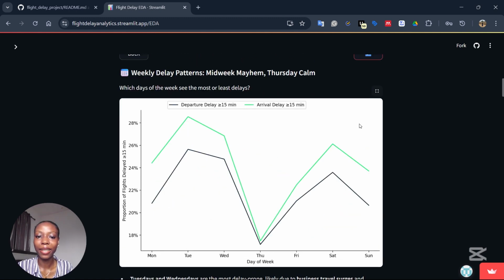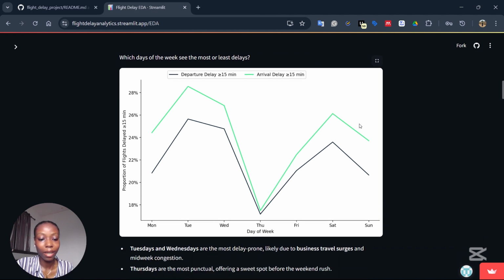Moving on to the weekly delay patterns, we see there is mid-week mayhem and Thursday is the calmest. So which days of the week see the most or the least delays, you would ask? Tuesdays and Wednesdays are the most delay-prone, likely due to business travel surges and midweek congestion. Most business people tend to travel during Tuesdays and Wednesdays. Then Thursday has the lowest and surprisingly very low delay rate. This actually offers a sweet spot before the weekend rush.